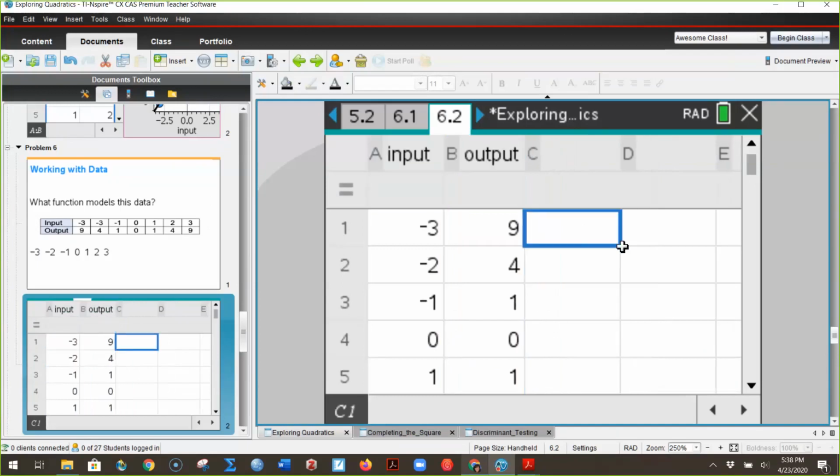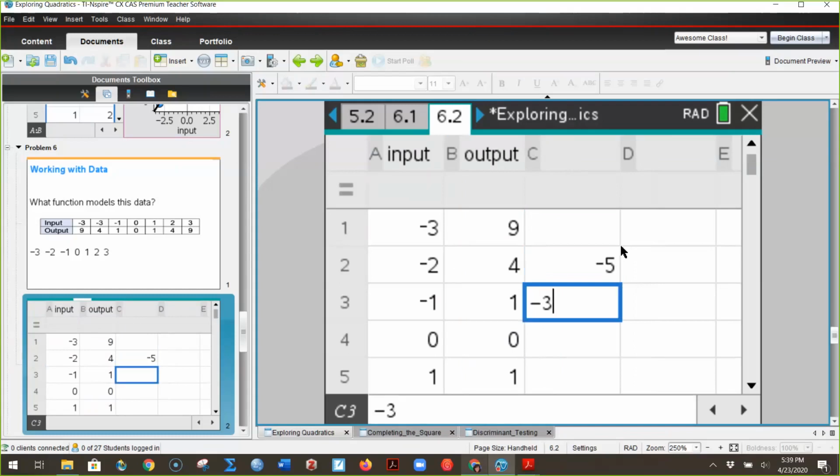And so I want to do the same thing. I want to look at the finite differences. We kind of get the idea with the x's in there. And so for this one, I'm going to do 4 minus 9, which is -5. I'm going to do 1 minus 4, which is -3.